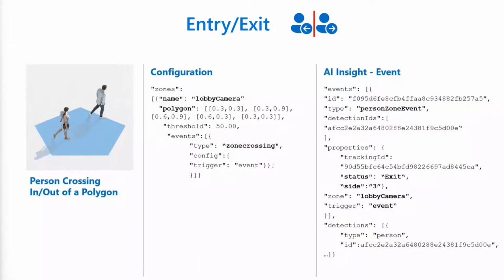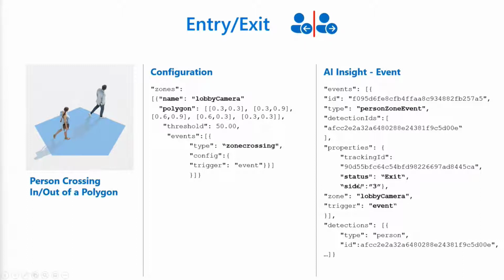Okay, so a little bit about the configuration of the entry and exit place. If you look at this configuration, we set the name, the zone, the position, and you can set the type of the event, like zone crossing, okay? And the output of the AI side works in the same way. You have the events, we have the detection IDs, and you connect to some properties, like for example, it's a person, the status entry or the status exit, and the side of the polygon.